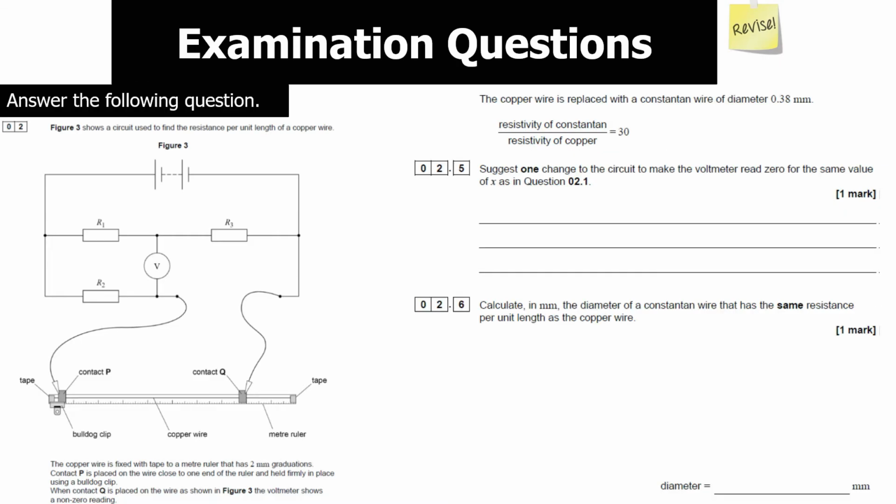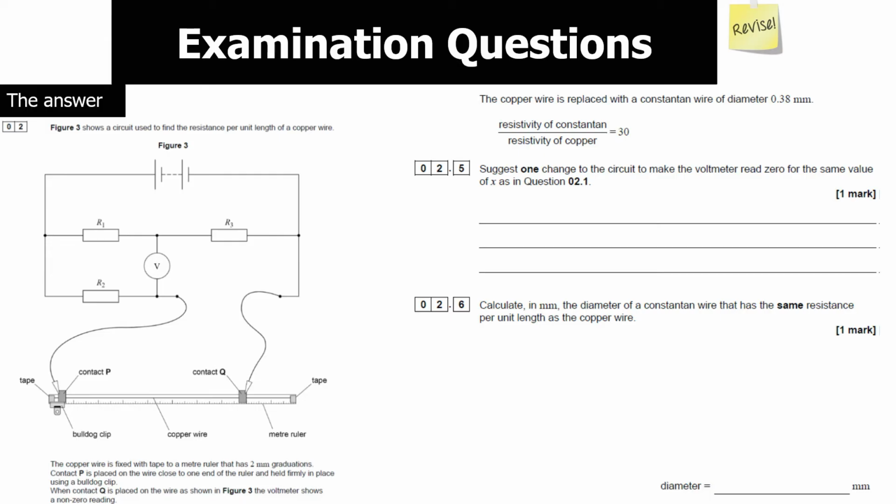The next question says the copper wire is replaced with constantan wire of diameter 0.38 millimeters. The resistivity of constantan divided by the resistivity of copper equals 30. Suggest one change to the circuit to make the voltmeter read 0 for the same value of X as in question 2.1. Then calculate in millimeters the diameter of a constantan wire that has the same resistance per unit length as the copper wire. So pause the video now, then unpause the video when you want to go through your answer.